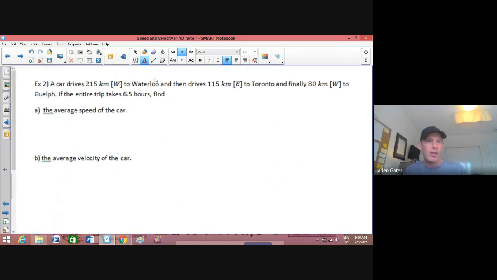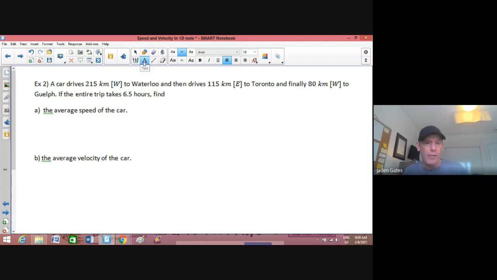Same idea here. A car drives 215 kilometers west to Waterloo. That's where I went to university, or in the city anyways. And then drives 115 kilometers east to Toronto. And then finally, 80 kilometers west to Guelph. If the entire trip takes 6.5 hours, find the average speed of the car. And then we're going to find the velocity. So we're going to find both of these now.